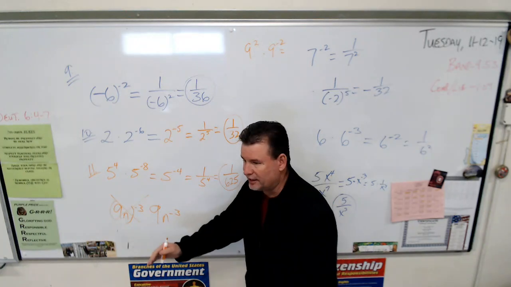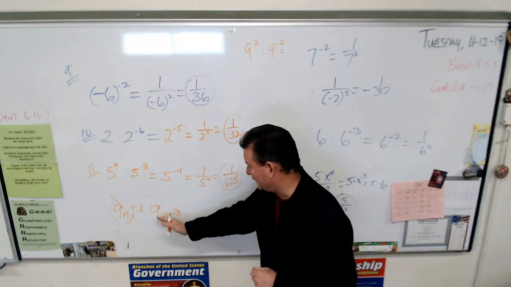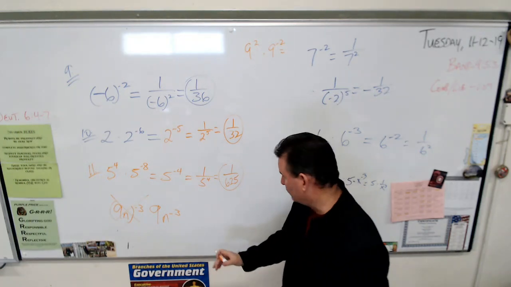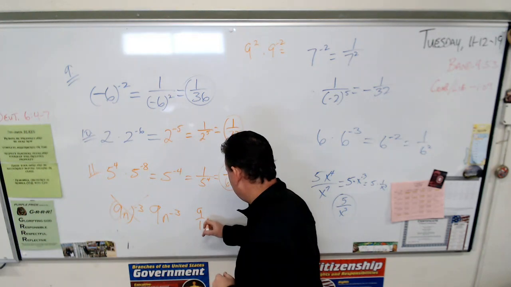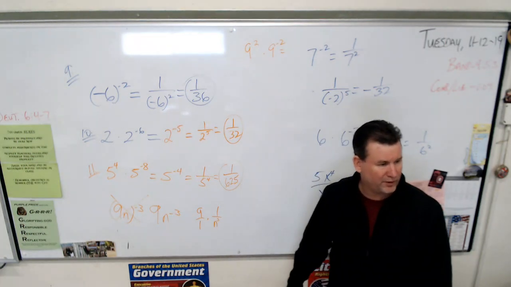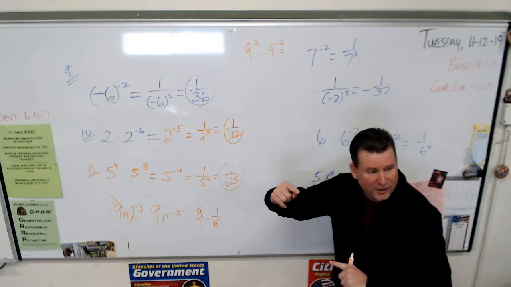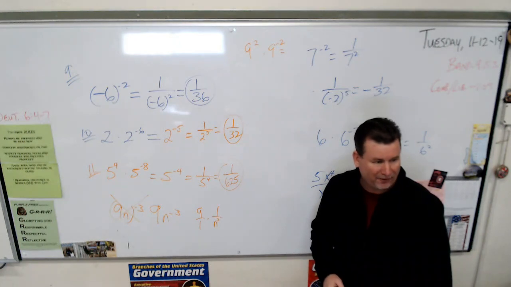It doesn't say 9n to the negative 3. It says 9 times n to the negative 3. So do yourself a favor and rewrite that like this: 9 over 1 times 1 over n cubed. Why are you freaking out? Because n to the negative 3 is 1 over n to the third.